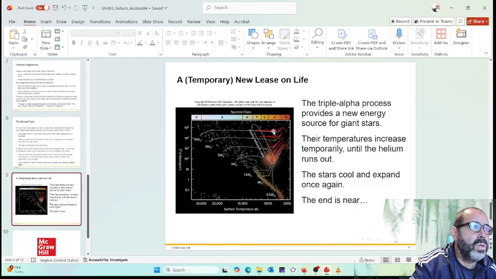Now, how it's going to end depends on their mass. Either they're going to be a white dwarf, or a neutron star, or even a black hole.